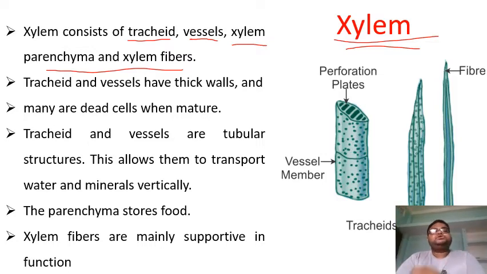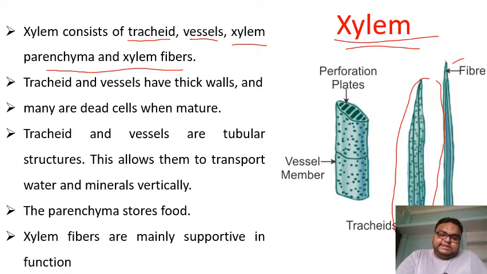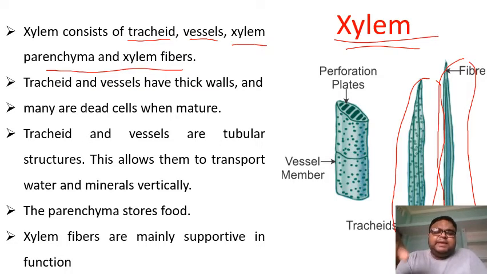Okay students, when we look at the tracheids, you see this is the tracheid here. These tracheids and these vessels have thick walls, right? And in the tracheids and vessels, many of the cells are dead when they mature.